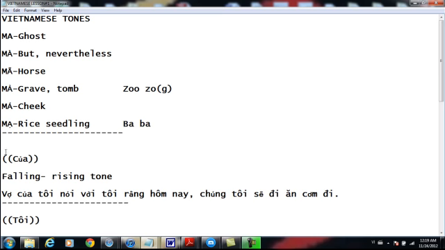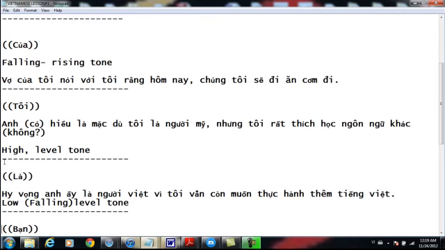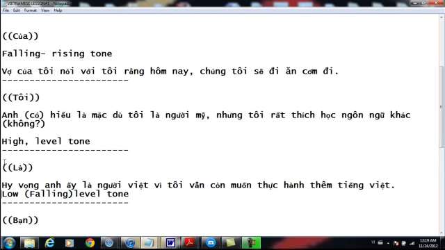Now I'm gonna come down here and go through some sentences with you guys. So the first word here is của, của, của, and that's dealing with possession, okay? And that's the falling, rising tone we talked about here. We said that it doesn't exist in Mandarin, but it does in Hmong, the G, okay?